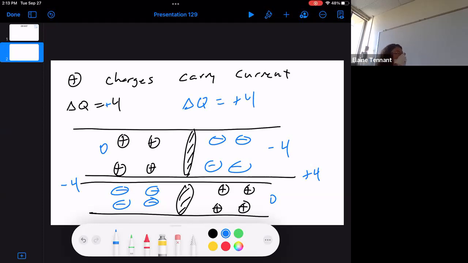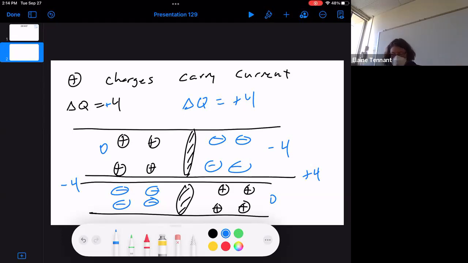So we're talking about current. We say that positive charges carry current. What we don't mean is that the positive charges are carrying current. We're saying the direction that we're going to call positive is the direction where positive charges would flow if they are the ones flowing. And we're saying negative charges moving one way is the same as positive charges moving the other. Does that make sense?